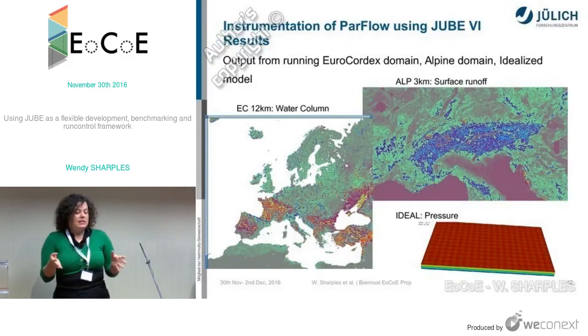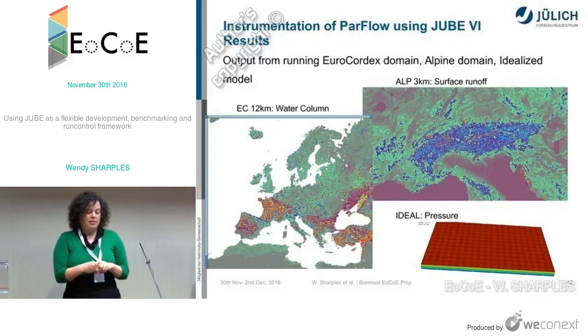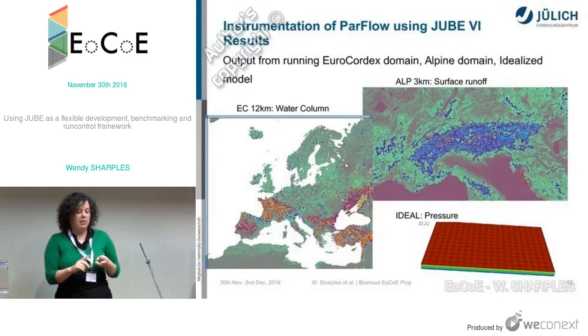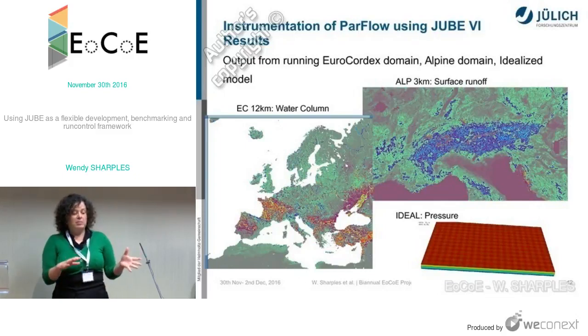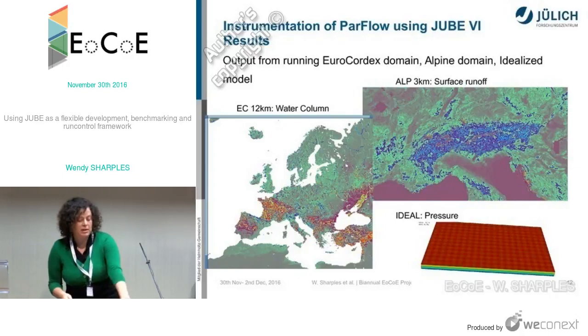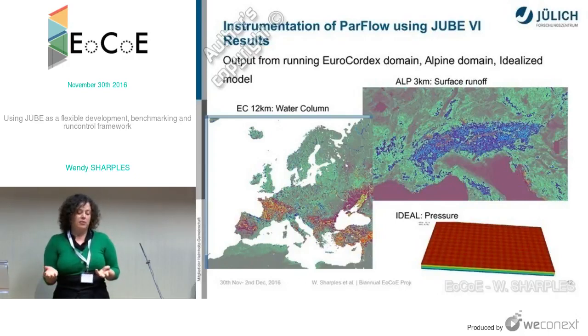So this is the direct output from running the various models: Euro Cortex domain, Alpine domain, and idealized model. This 12-kilometre water column and the 3-kilometre Alpine surface runoff is post-processed diagnostic variables and netcdf. And here we've got a silo pressure file from running the idealized case as an example. So this takes care of everything from pre-processing to post-processing, so it makes it very easy.